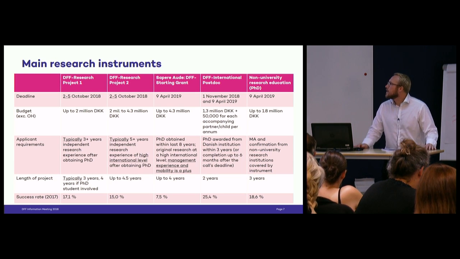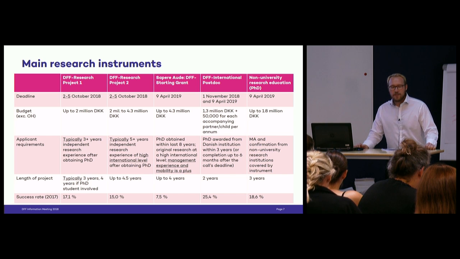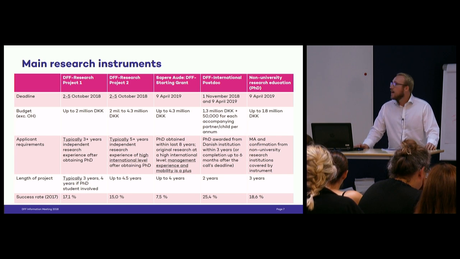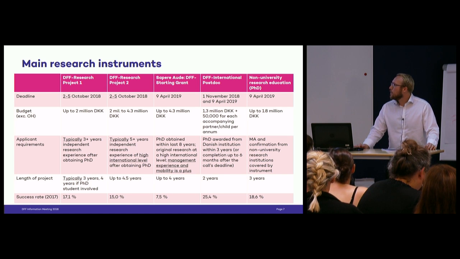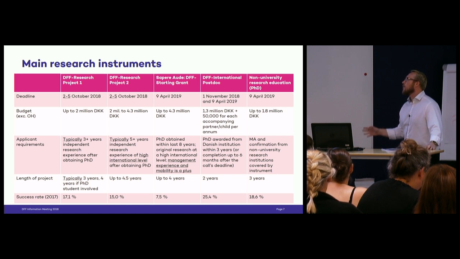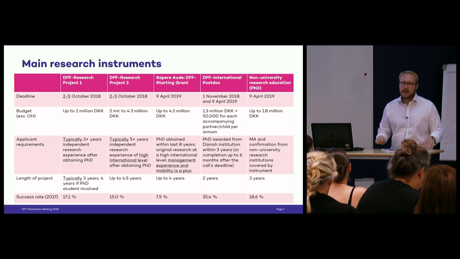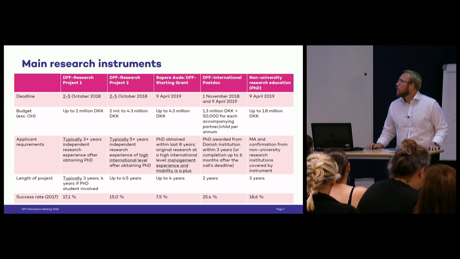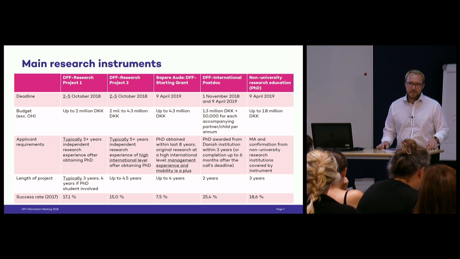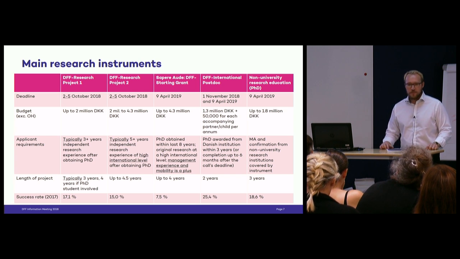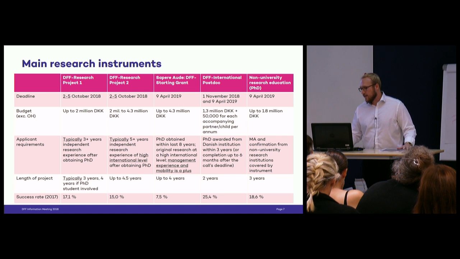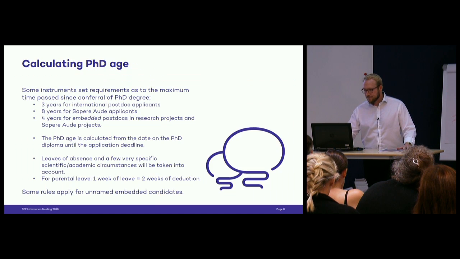We've made this table, which summarizes our main research instruments. I'll come back to it throughout. What I'd like to point out now is that across councils, there's usually one application deadline. However, for Research Project 1 and Research Project 2, it depends on the council to which you are applying. So please look up the call and check this. But I'll come back to this later.